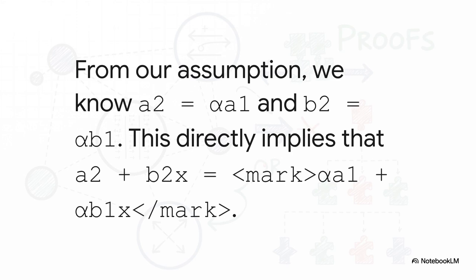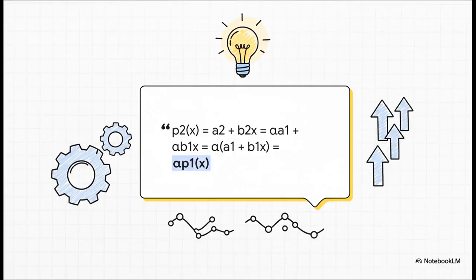If we just look at those two equations, a2 equals alpha a1 and b2 equals alpha b1, we can basically reconstruct a piece of our original polynomial. Look at that. a2 plus b2x is the same thing as alpha times the quantity a1 plus b1x. What does this tell us? It's pretty unavoidable, really. It means that our original, simpler polynomial, p2 of x, must be equal to alpha times p1 of x. And, by definition, that means they are linearly dependent.